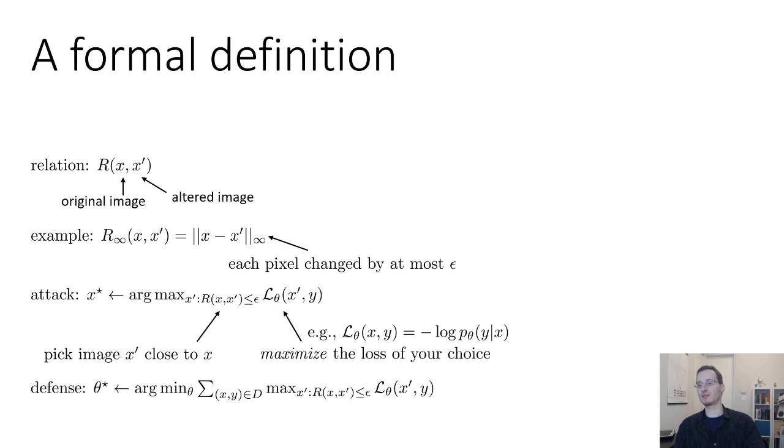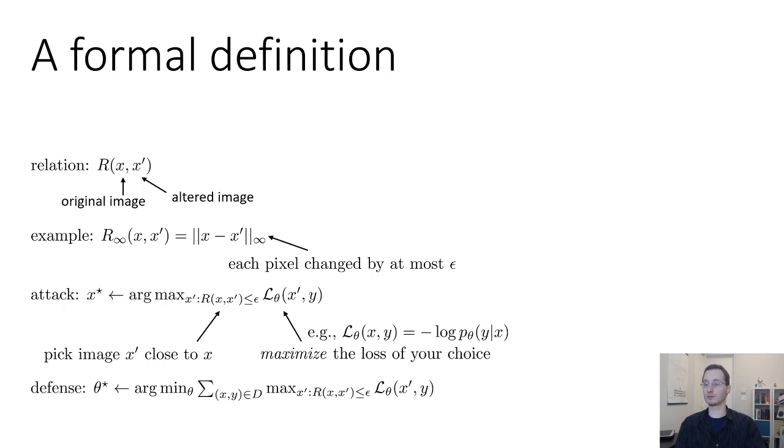And notice that the max here is inside the min. This is modeling a scenario where you pick the model first, and then your adversary gets to pick the worst possible image for your model. If you compare the equation for the defense to a standard empirical risk minimization problem, the only difference is that max.